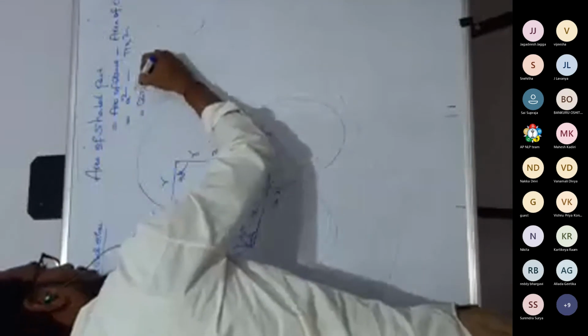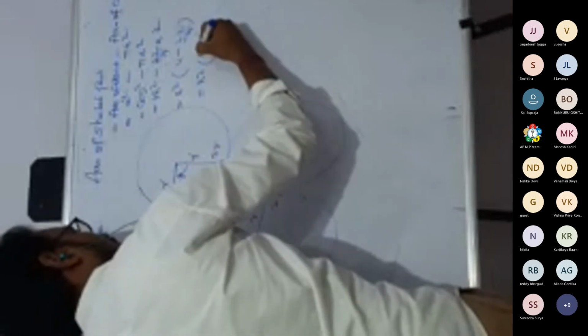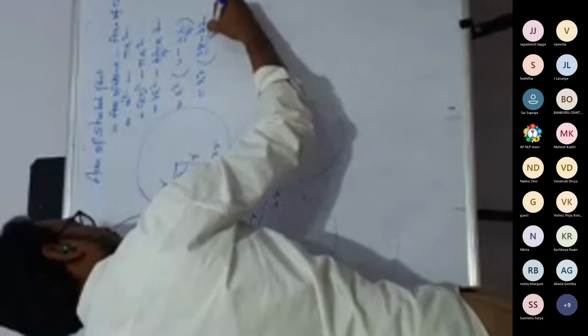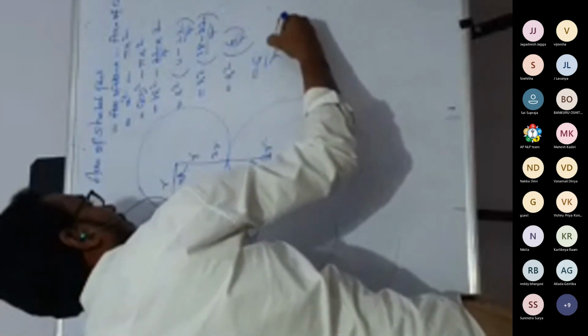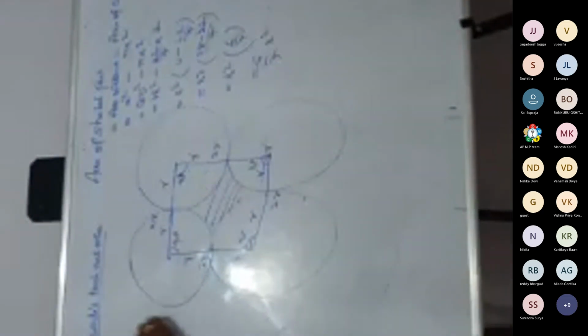What is a here? What is the side here? 2r. So (2r) whole square minus pi r square. This is 4r square minus 22/7 into r square. If you take r square outside, 4 minus 22/7, this is r square into (28 minus 22)/7, which is r square into 6/7. It is 6/7 r square. This is the four circles touching each other concept. Please note it down.